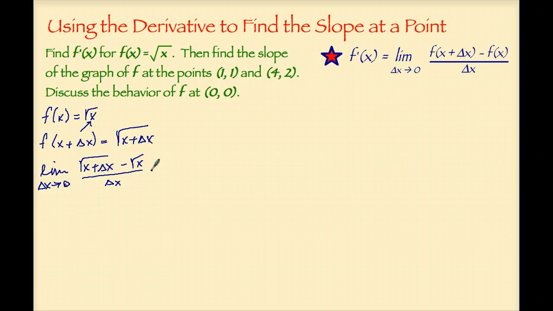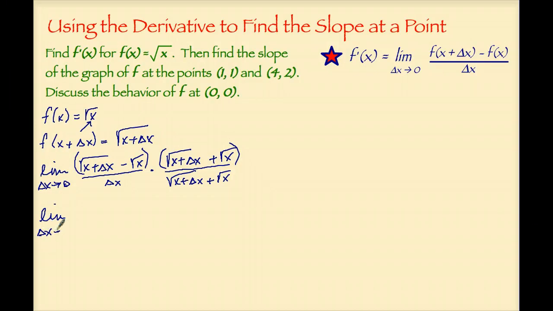This looks like a prime candidate for our rationalization technique. So let's multiply top and bottom of this fraction by the conjugate of the numerator, which will be the square root of x + Δx plus the square root of x. We have to multiply the numerator and denominator by this quantity. In the numerator, we're multiplying a binomial times a binomial, so we will need to FOIL.